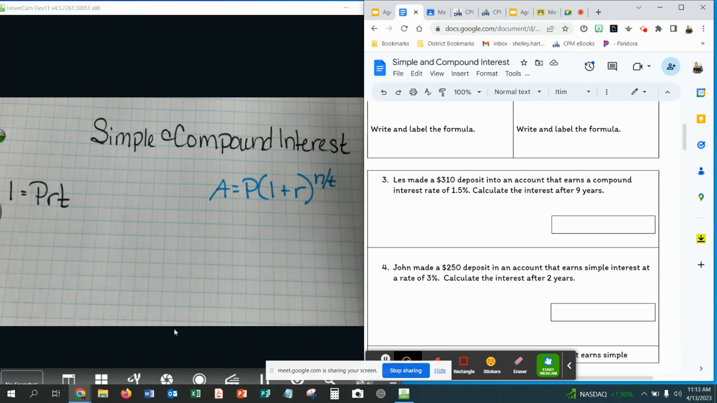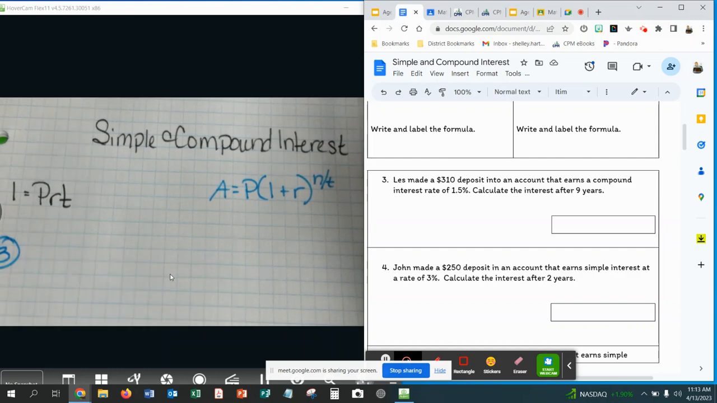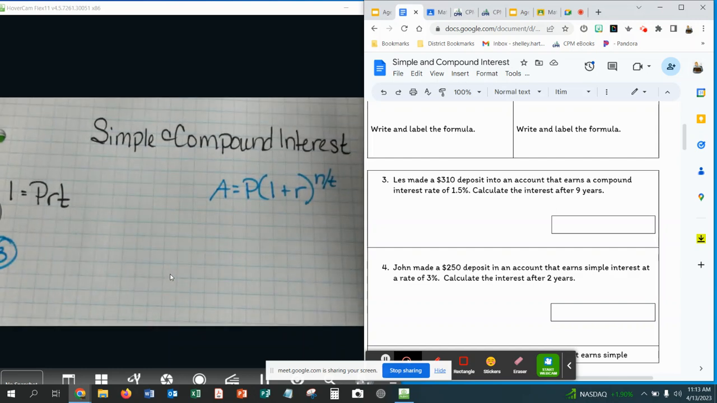Taylor. All right, so let's just take a look at number 3. We're going to read it together, and then you're going to tell me whether it's simple or compound. Les made a $300 deposit into an account that earns compound interest at a rate of 1.5%. Calculate the interest after 9 years. Is this compound or simple interest? Why do you say compound?